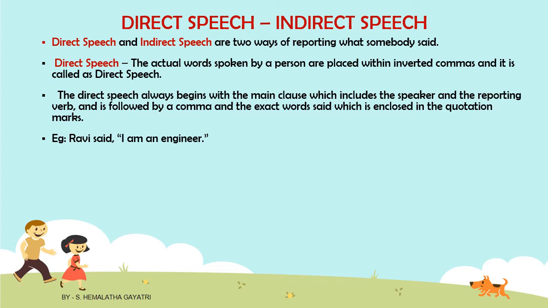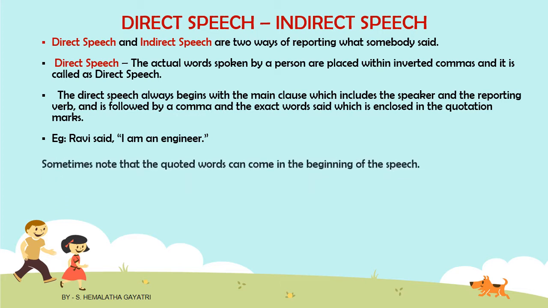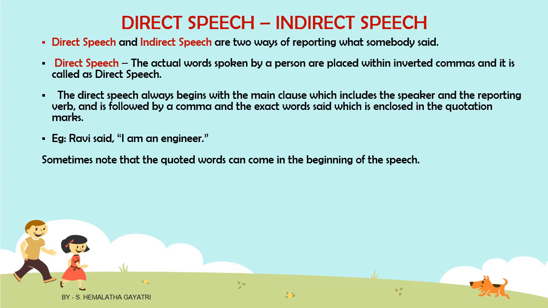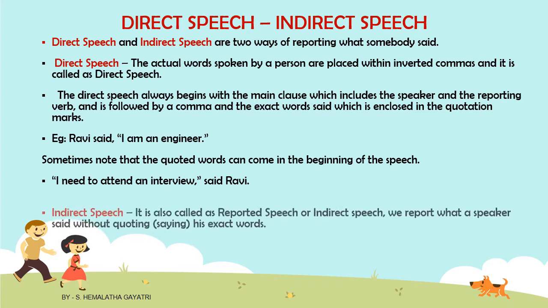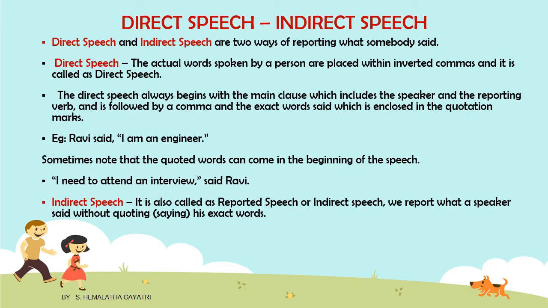You have to identify this comma, quotation marks, everything well placed. So that will be direct speech. Sometimes, note that the quoted words can come at the beginning of the sentence, like "I need to attend an interview," Ravi said. Okay, so here the quoted words are coming before Ravi's part, and it is said by Ravi. So now let's look at this.